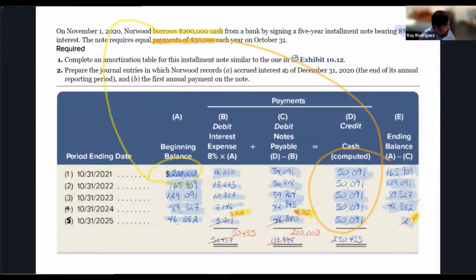And then we can find out, a problem might ask, how much interest did you pay over the life of this loan? How much were your total payments? Here we can double check that we paid exactly $200,000 in principal. That's it.